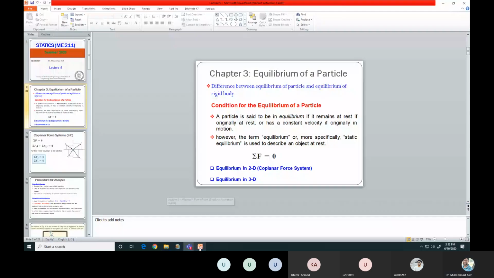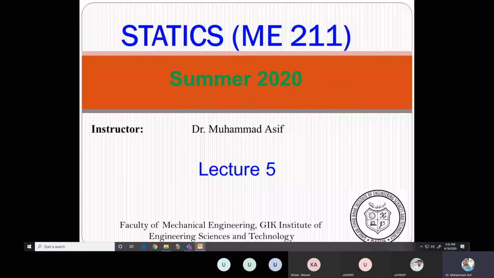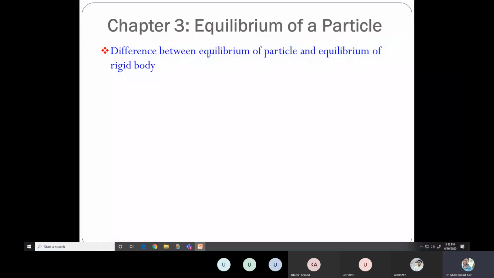Right. So let's start lecture number 5, chapter 3. Chapter 3 is about the equilibrium of a particle, right? As in the beginning, we discussed that there is a difference between the particle and rigid body. A particle can have a translatory motion only. Translatory motion means the motion can be on a straight line or it can be on a curved path, right? But not the rotary motion.